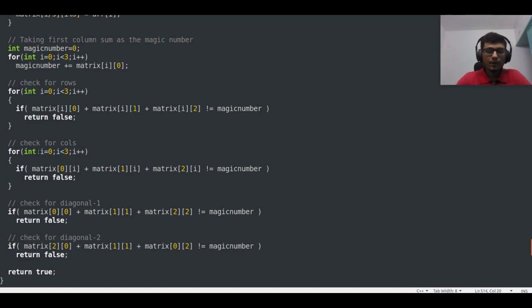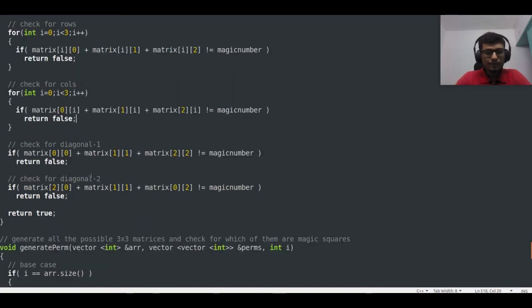Similarly, we'll check for all the columns, and in the case of columns also, I will go from 0 to 2. For i equals 0, 1 and 2, that is for the 0th column, first column and second column, we'll check if the sum of all the values within those columns is not equal to the magic number. If it is not equal to the magic number, then we'll return false.